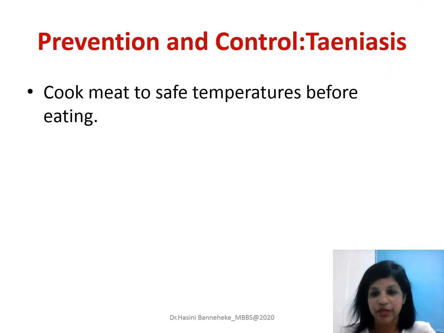Prevention and control, it's easy because we get this infection by eating undercooked or raw meat of cattle and pork, beef and pork. So if we cook meat to safe temperatures before eating, then that's the best prevention and control, or basically the sole method of controlling the infection.